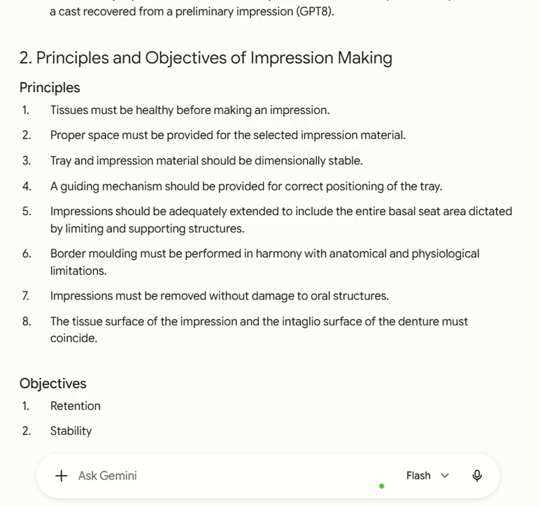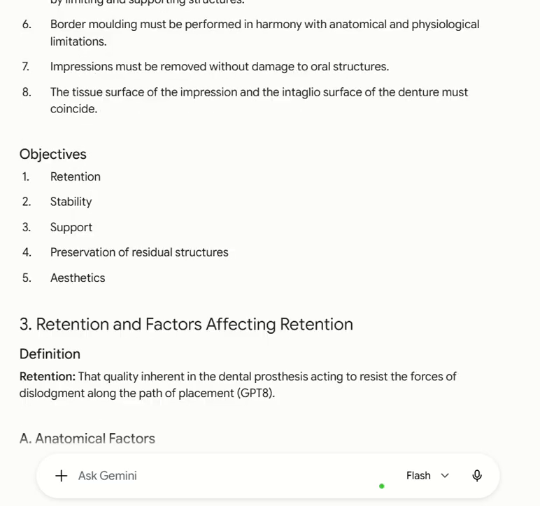Impressions should be adequately extended to include the entire basal seat area dictated by limiting and supporting structures. Border molding must be performed in harmony with anatomical and physiological limitations. Impressions must be removed without damage to oral structures. The tissue surface of the impression and the intaglio surface of the denture must coincide.